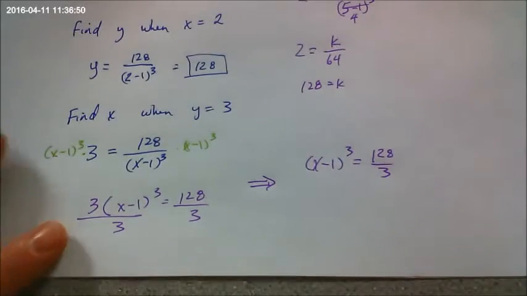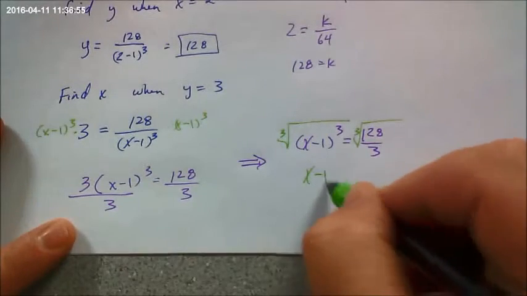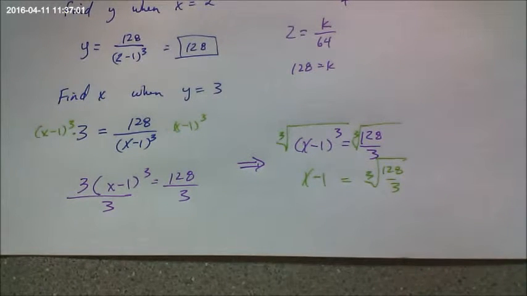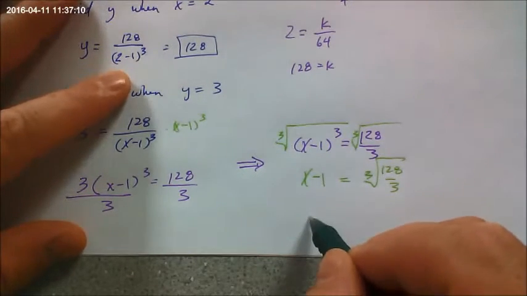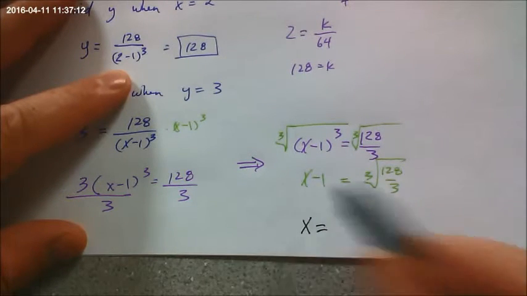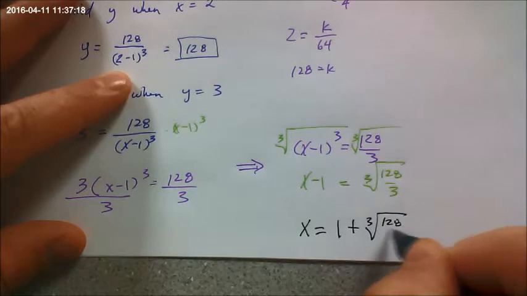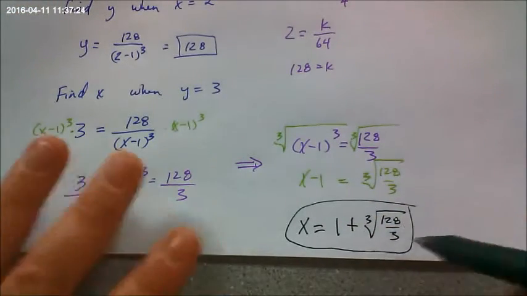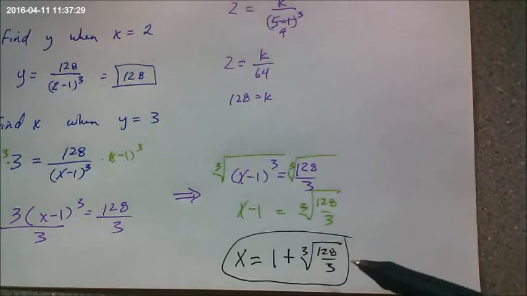We have to take the cube root of both sides now. So x minus 1 equals the cube root of 128 over 3. I'm not going to worry about simplifying that cube root, because depending on the type of test you have, you might not be allowed to use a calculator. Anyway, you add 1 to both sides, so 1 plus the cube root of 128 over 3. Kind of an ugly problem because of this part, but the variation portion is really easy. Usually variation problems don't end up being quite this difficult algebraically.